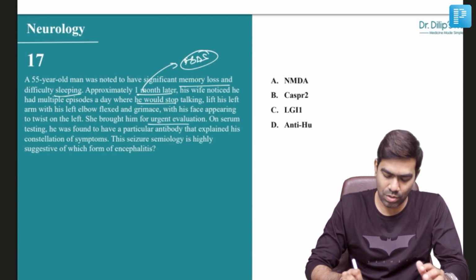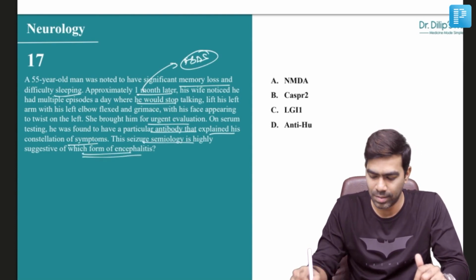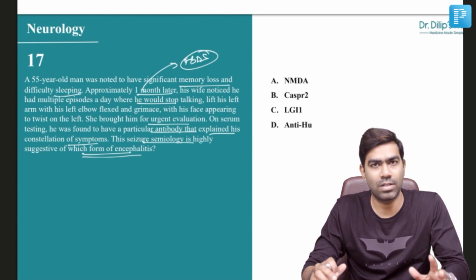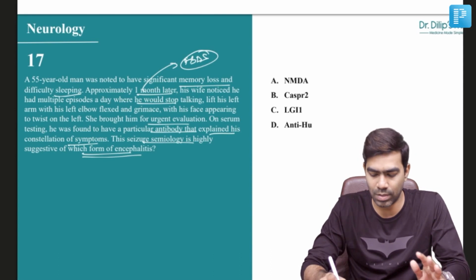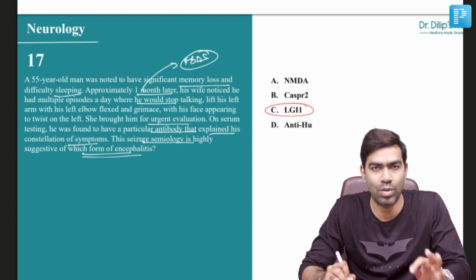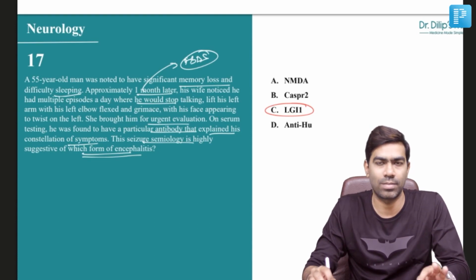On serum testing, he was found to have a particular antibody that explained this constellation of symptoms. This seizure semiology is highly suggestive of which form of encephalitis? If you have a patient with FBDS, the next thing you have to do in exams is to make a diagnosis of anti-LGI1 related encephalitis. That's all. This is so characteristic of this disease.